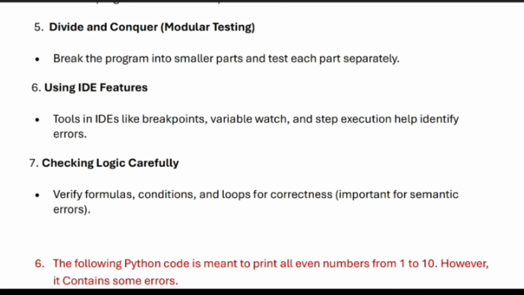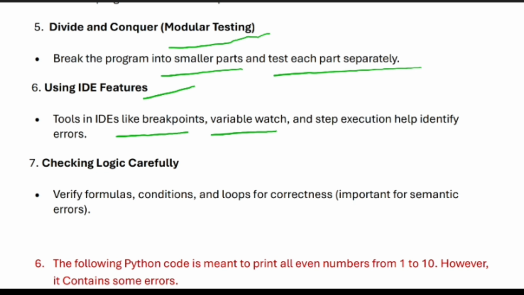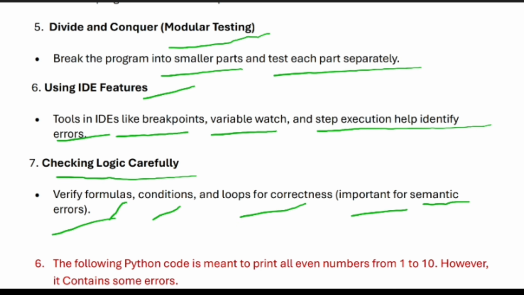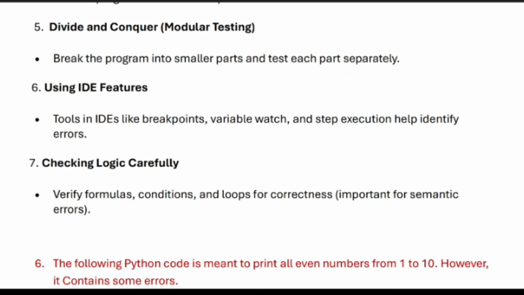The fifth one is divide and conquer. It means modular testing: break down the program into smaller parts and test each part separately. Okay, next is using IDE features. You use IDE features like breakpoints, variable watchers, and step execution to help identify the errors. Next is checking logic carefully. Verify the formulas, the conditions, and loop conditions, which is important for semantic errors. This you can write. You will get a 5 marks question in the exam.